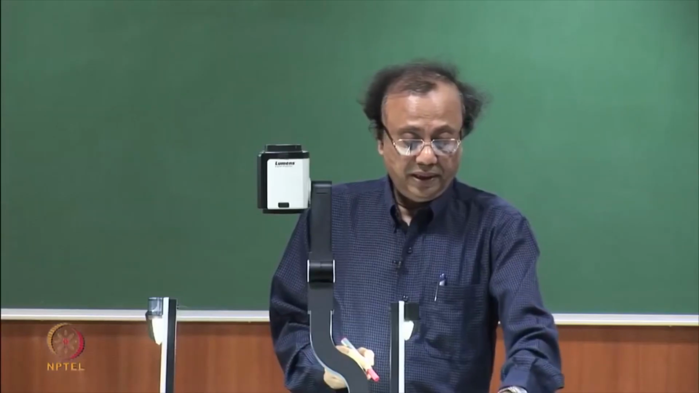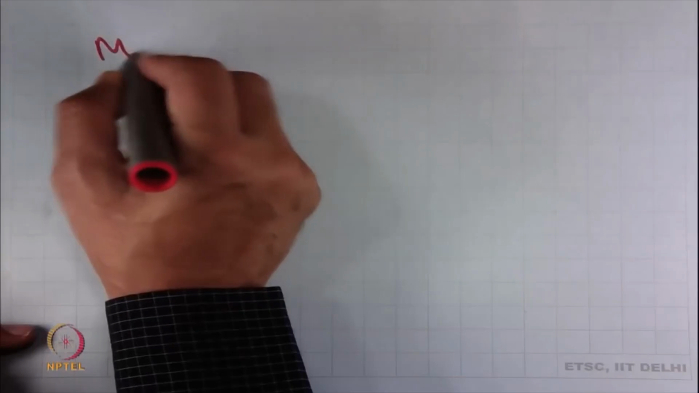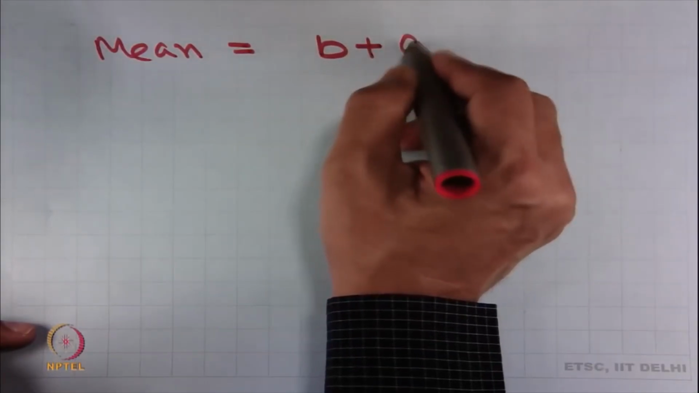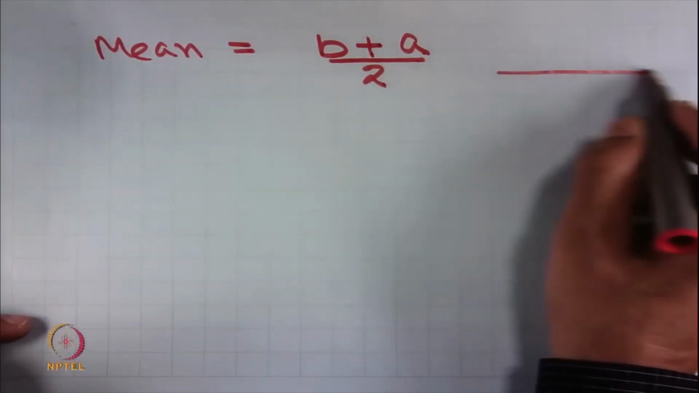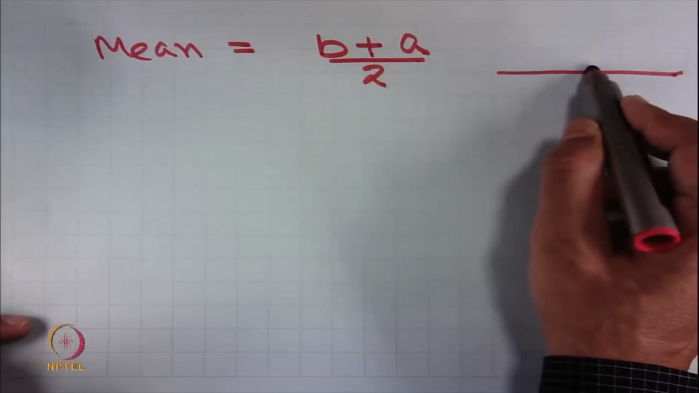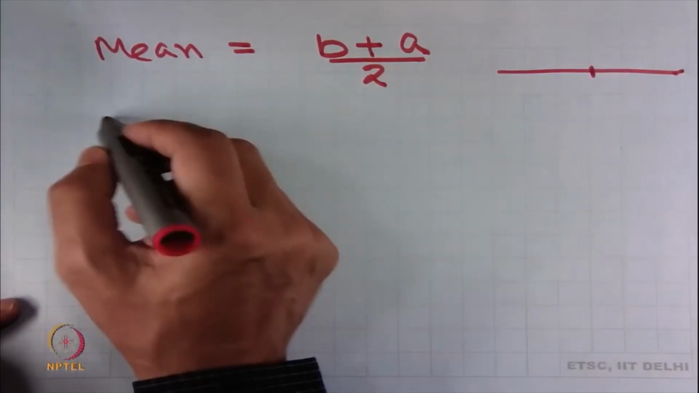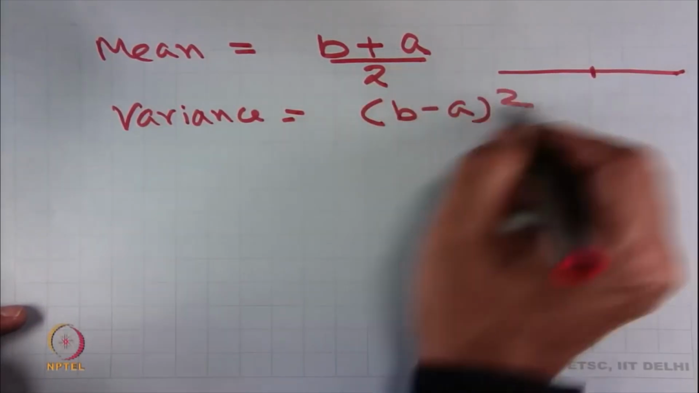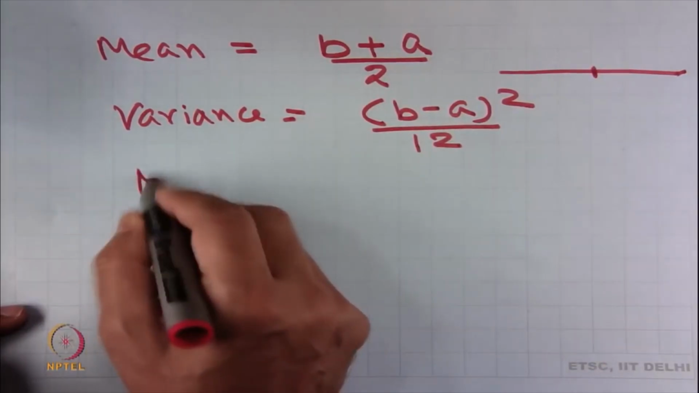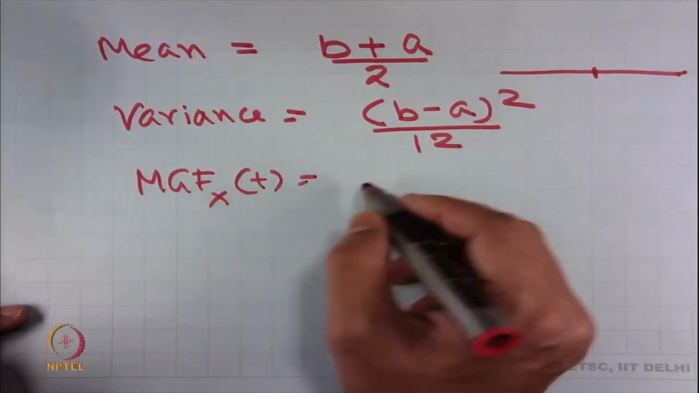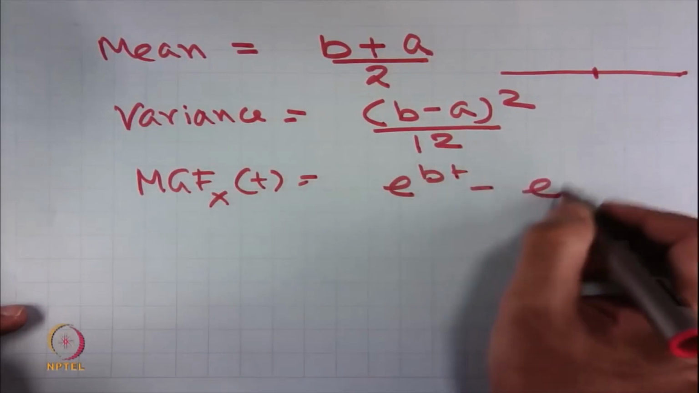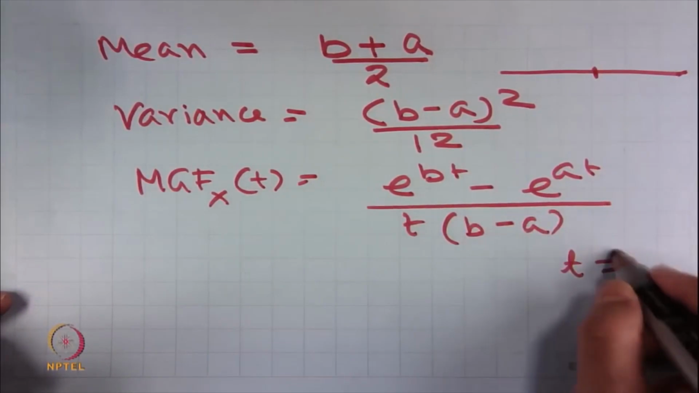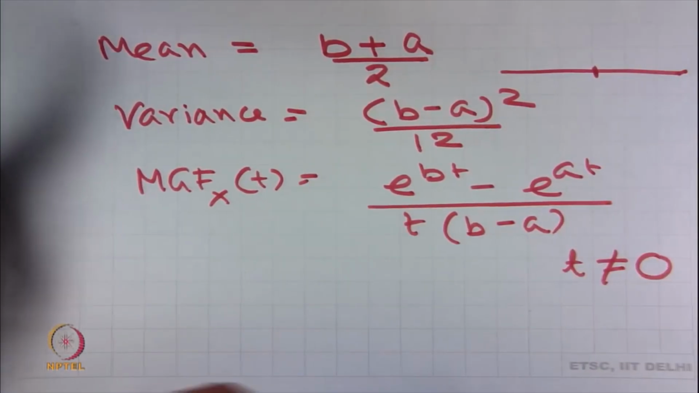So, what is the mean of a uniform random variable? Mean is equal to b plus a by 2, or since all the points are uniform, it is the midpoint of this. All right. The variance is equal to b minus a whole square upon 12, and the moment generating function of x at t is equal to e to the power b t minus e to the power a t upon t into b minus a when t is not equal to 0. So, that is the basic properties of uniform distribution.